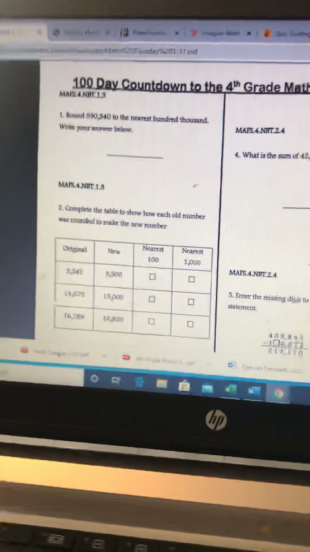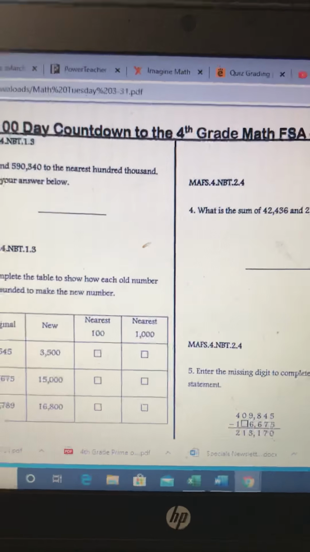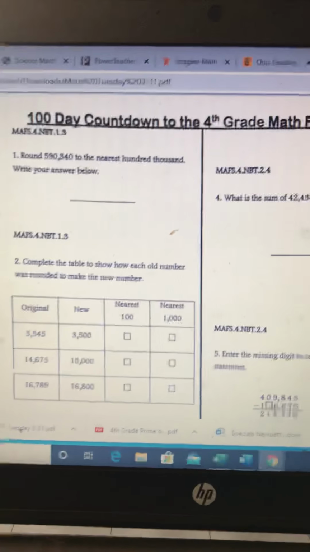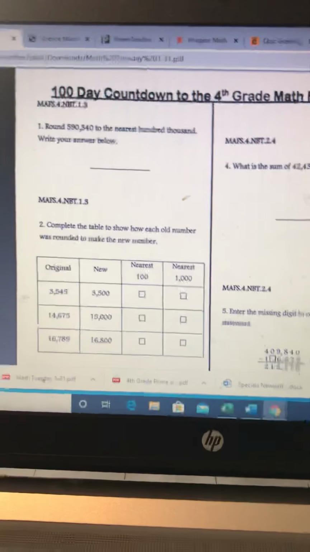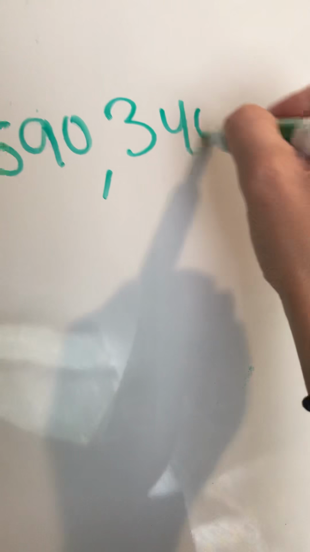So if you remember the rounding rules, you should have no problem. So the first one is rounding 590,340 to the nearest 100,000. So I'm going to go ahead and do this one for you so you can do the next 2 problems on rounding, okay? So let me go ahead and write this number. So we have 590,340. We're rounding it to the nearest 100,000.